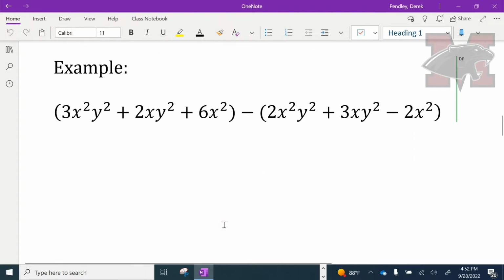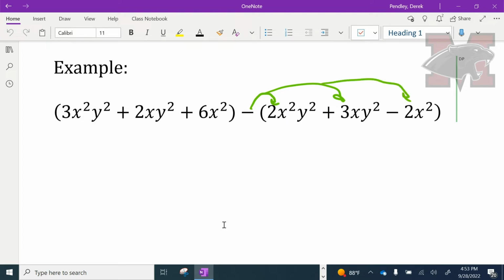Next example is subtracting. Now, I purposefully put things in here because I want you to keep track of like terms. You can only collect like terms when they match perfectly. So an x squared y squared has to match up with another x squared y squared. First thing I'm going to do is distribute this negative. So I have a negative here. I need to distribute that to all the terms, just like we did in the warm-up.